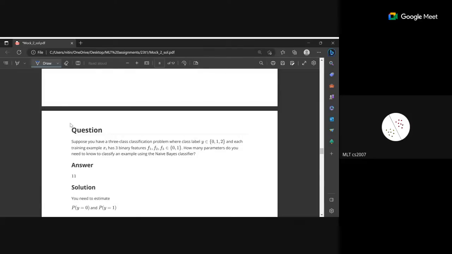For the distribution of label Y, how many parameters do you have to estimate? Two parameters, because it is a three-class classification problem. Now in the conditional space, you have the distributions given y equal to 0, y equal to 1, and y equal to 2. For all three you have to calculate for f1, f2, and f3.